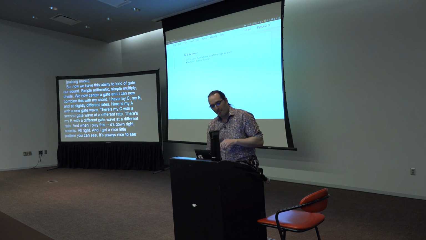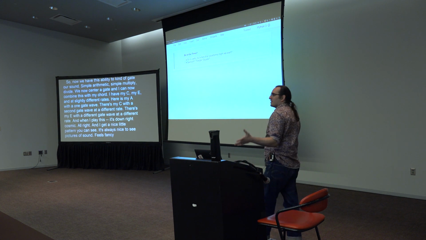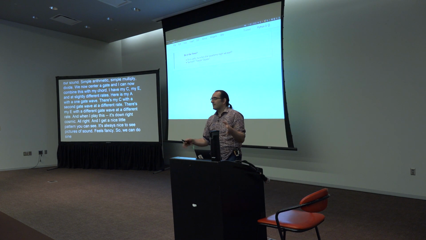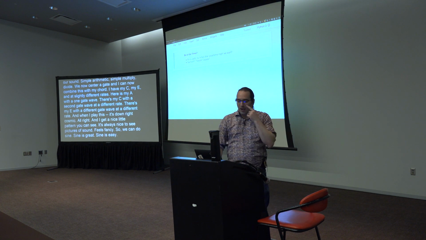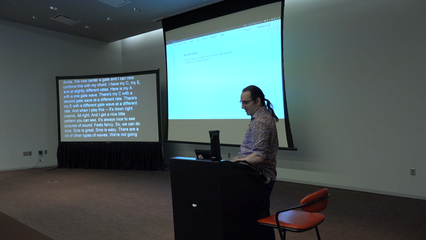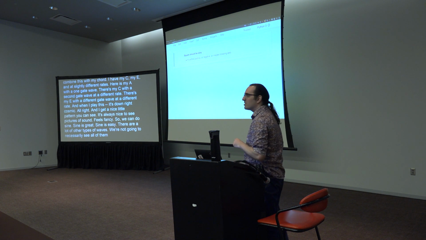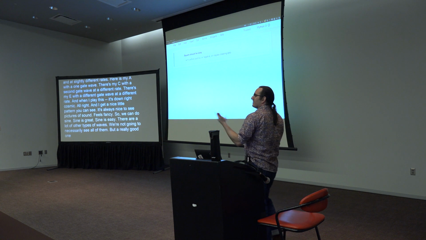Feels fancy. So we can do sine. Sine is great. Sine is easy. There are a lot of other types of waves. We're not going to necessarily see all of them. But a really good one would be square, right? Because a square wave is a sine wave.